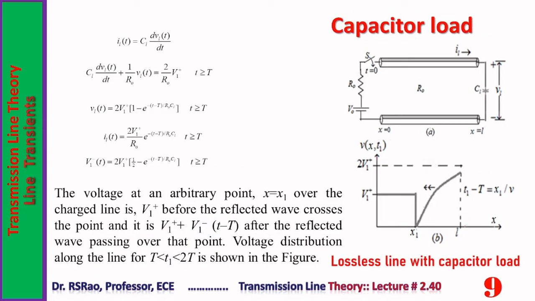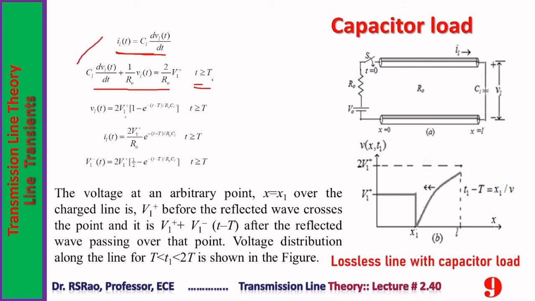Next, we consider capacitor termination. I equal to C dV by dt. This is the voltage current relation pertaining to a capacitor. And the governing relation, the differential equation as far as the circuit is concerned, is given by the second equation, CL dVL of t by dt plus 1 by R0 VL of t equal to 2 by R0 V1 plus. This equation is for t more than or equal to capital T.